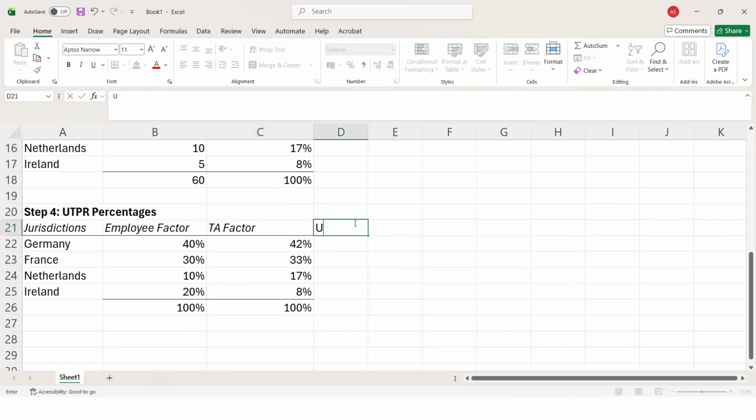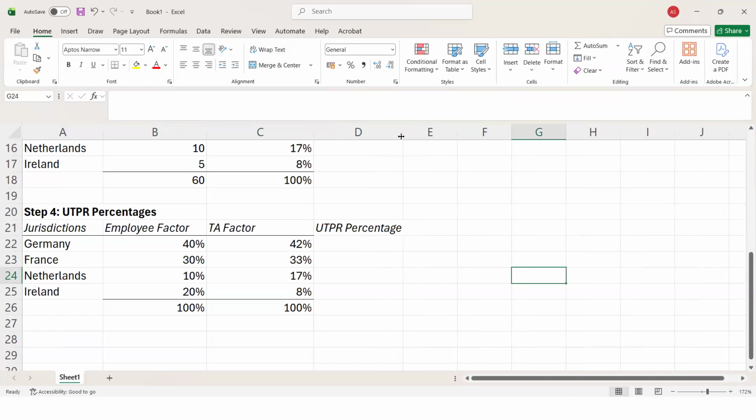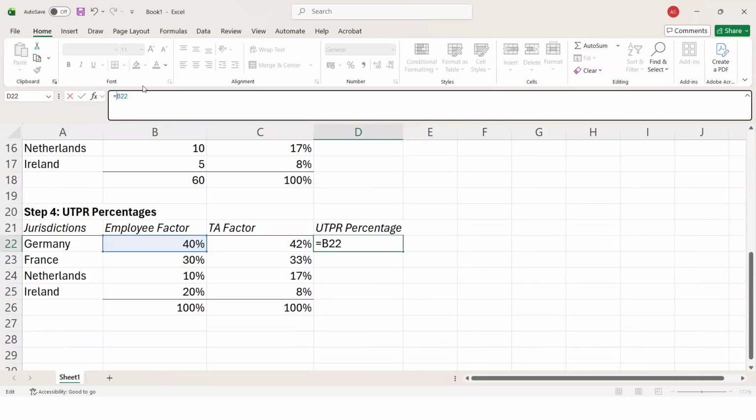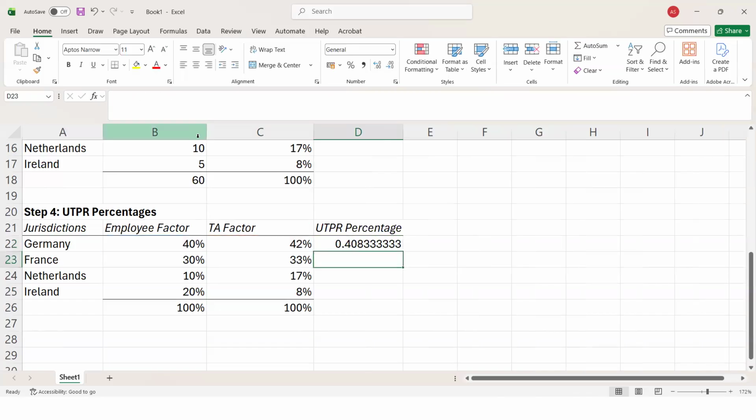Now we have to calculate the UTPR percentage. I told you the UTPR percentage is nothing but an average of both of them, right? So let's stick to the formula: employee factor into 50% plus tangible asset factor into 50%. What you will get is the UTPR percentage.